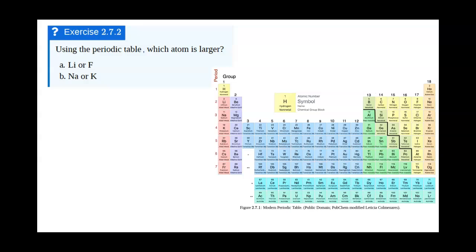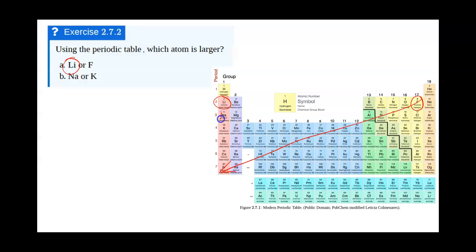So we can use the periodic table to rank atoms in terms of size, and that's what this exercise from the book is asking us to do. It says, using the periodic table, which atom is larger? We just need to remember that the trend is fluorine to francium getting bigger. So we have lithium here, we have fluorine here, and clearly lithium lies to the left of fluorine. They are in the same row, so that's not really a factor.